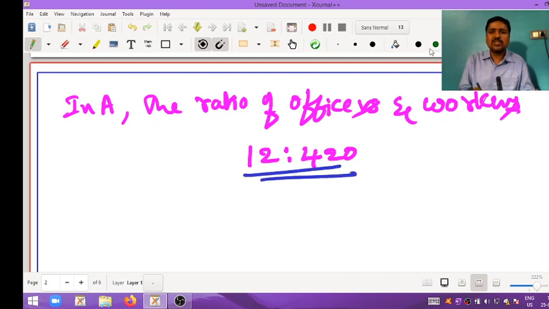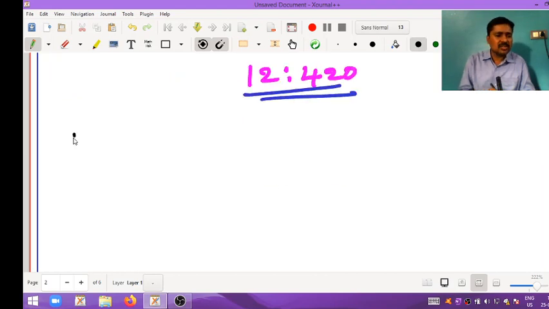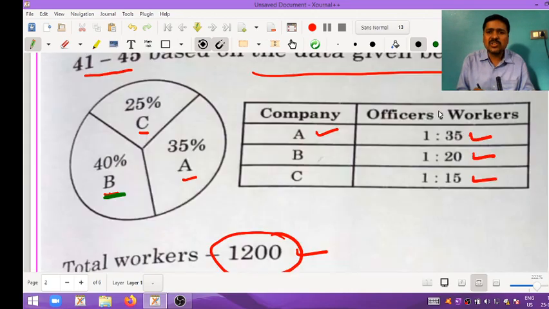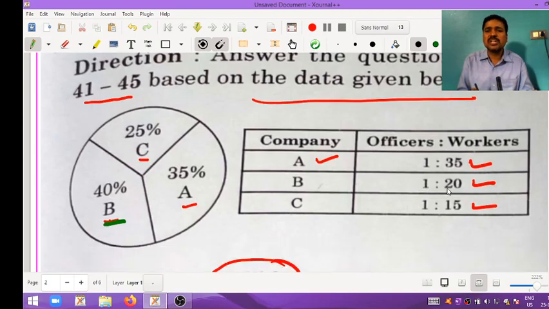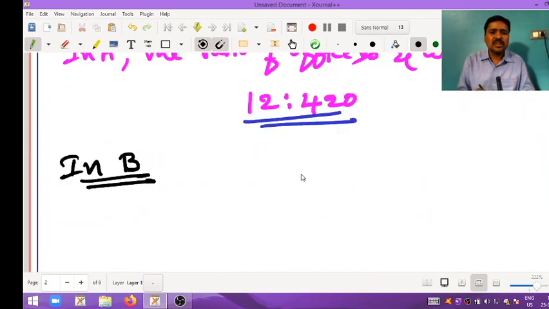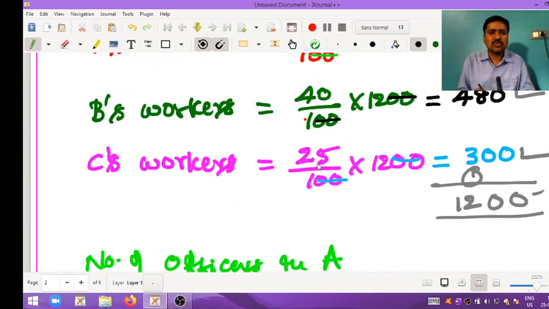Similarly, we have to find for B also. In B also we have to find. Similarly, in B, which ratio is given? 1 is to 20 is given. So in B we want to find the number of officers. So 1 is to 20 is as the number of officers, which we don't know.